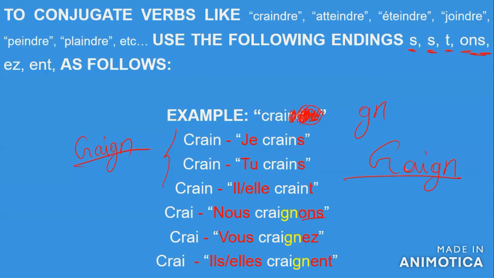So after the three subject pronouns, your radical will be craign, and you have to add the endings for nous, vous, ils, and elles. Do not forget that. That is a way that I'm showing you to memorize these verbs. If you have other ways, do not hesitate to share your way of conjugation with me.